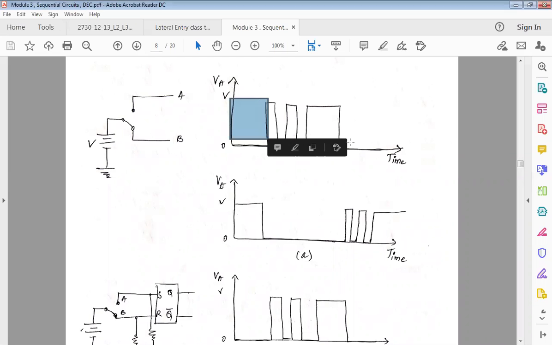But for some reason, I am not able to annotate. Kindly adjust.